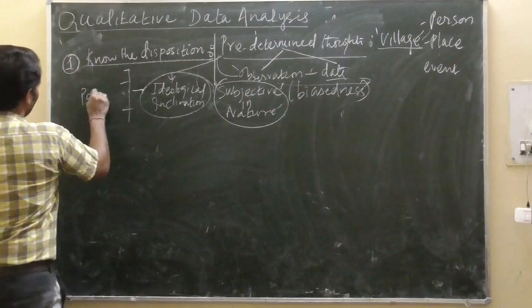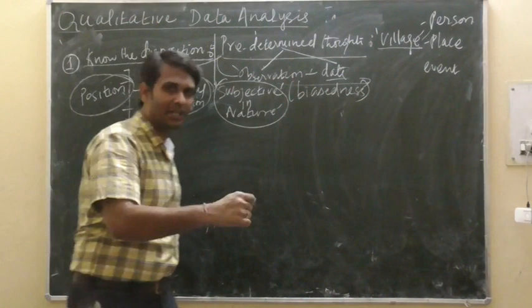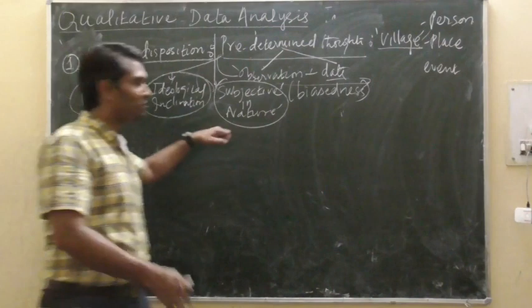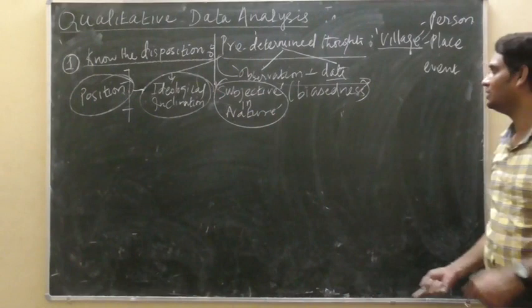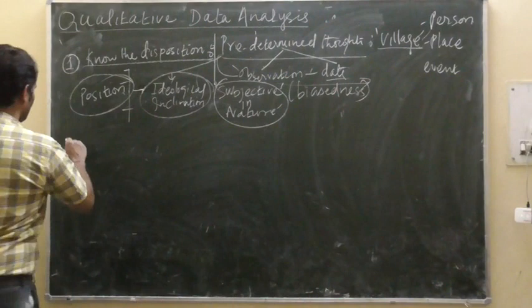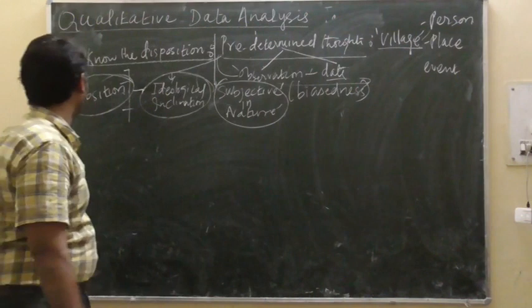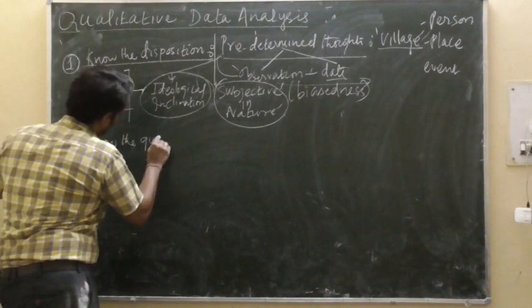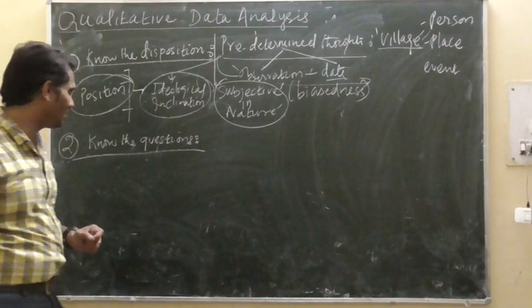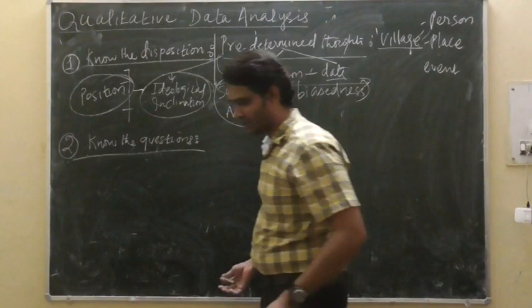When you are clearly describing your limitations, your inclinations, everything, that may reduce the subjectivity within the research. So first, know the dispositions in observation as well as in analyzing the data. The second one is know the questions. Always keep in mind what kind of questions guide your observations. What kind of question may guide.